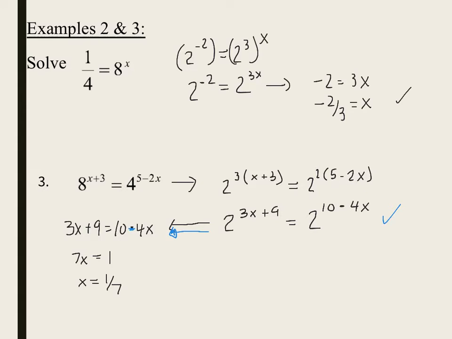And now when we solve, we get 7x is equal to 1, x is equal to 1/7. And when we put it into our calculator to make sure that this is the right answer, when we do that, we do get the right answer for both sides of the equation.